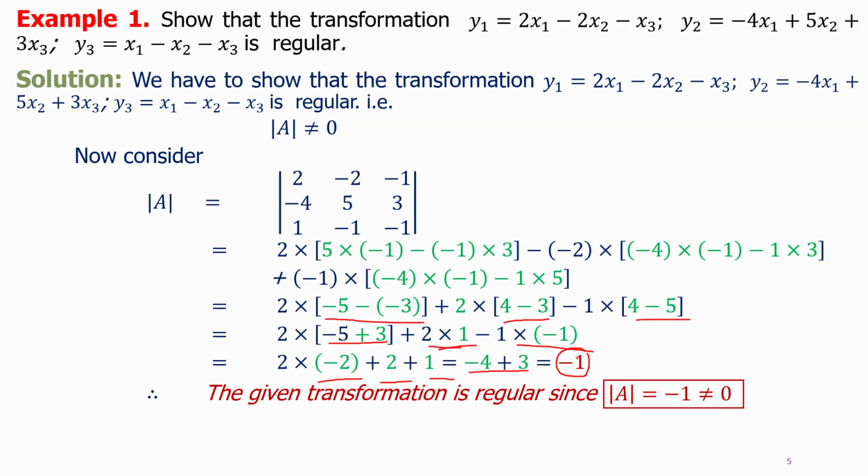So if you want to prove that any linear transformation is regular, we have to just prove that the determinant of the linear operator is not equal to 0. So this given transformation is a regular transformation.